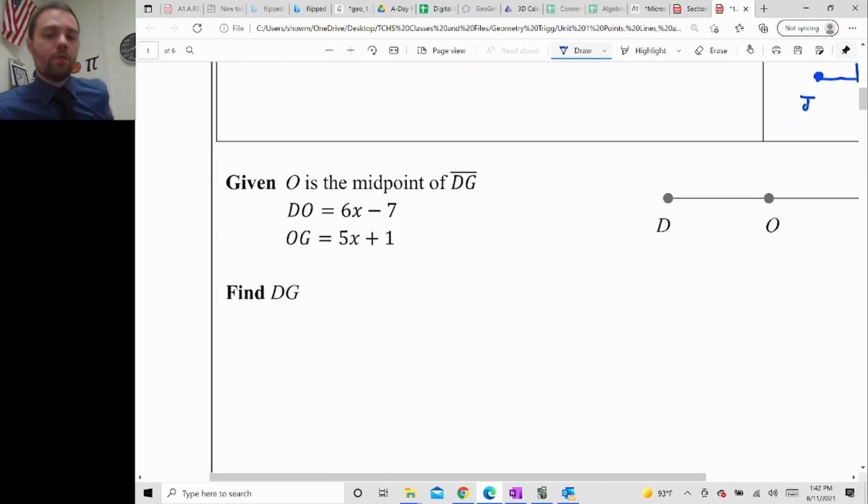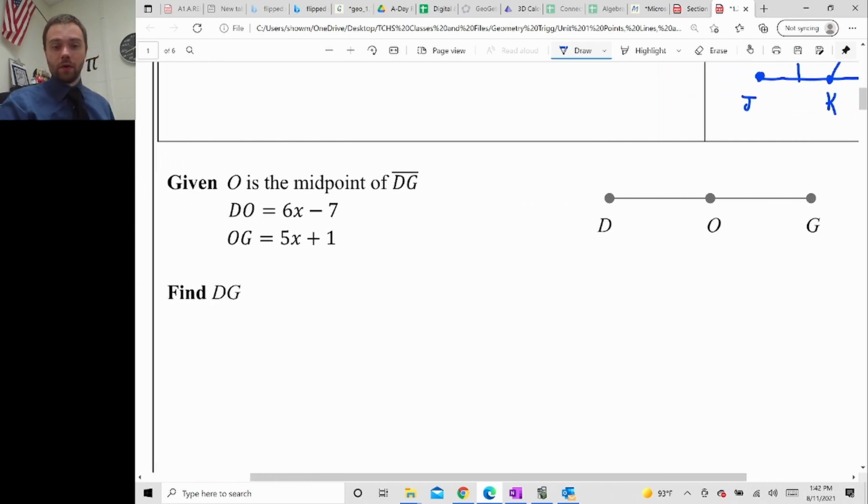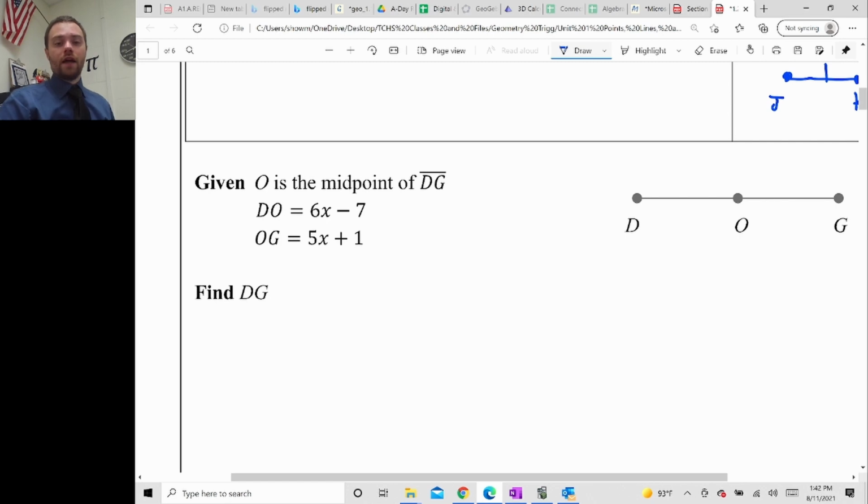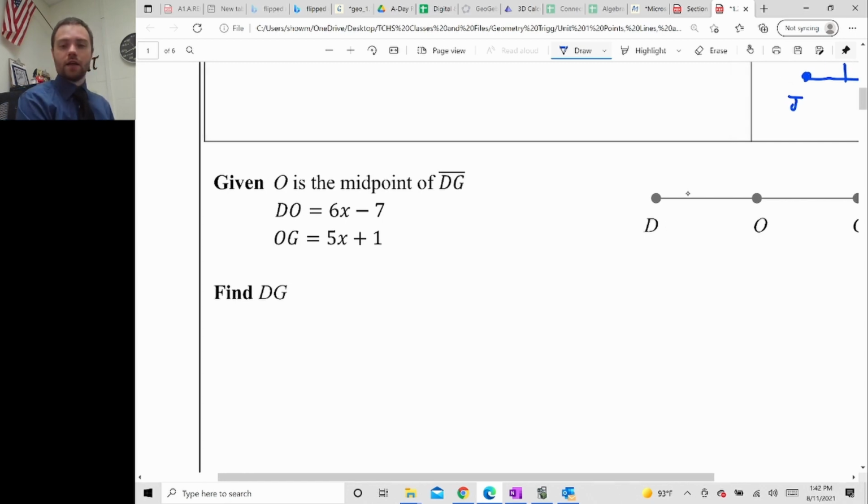Given, it says O is the midpoint of DG. It says find DG. Well, if O is the midpoint, we know that the two parts of this line segment are congruent. So what we have is the measure of DO equals the measure of OG. Okay? Over here, it says that DO is also equal to this algebraic expression, 6x minus 7. And then it says OG is equal to this algebraic expression, 5x plus 1.